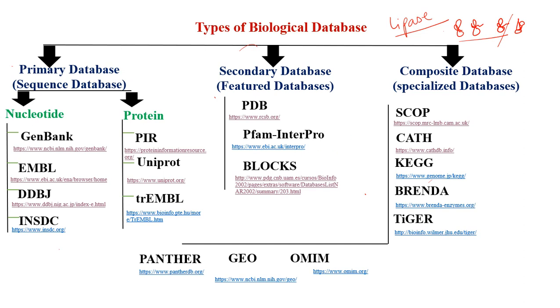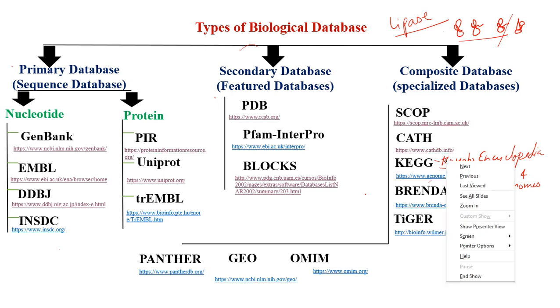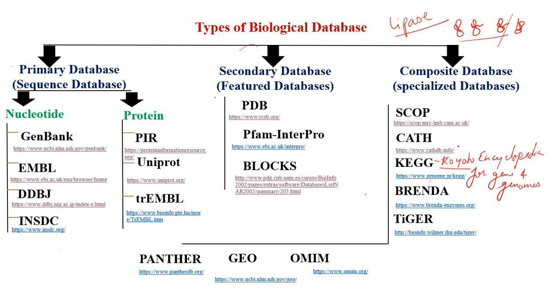KEGG stands for Kyoto Encyclopedia of Genes and Genomes. Kyoto means it is a Japanese database, maintained at Kyoto University. That's why it is a Kyoto Encyclopedia. Encyclopedia means it contains detailed information. Like, if you open an encyclopedia, you will find some maps. So by understanding the function of genes and genomes through maps, I'll show you how it looks. It's a pathway database.